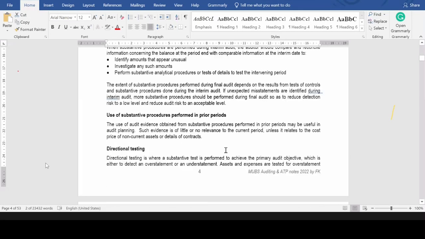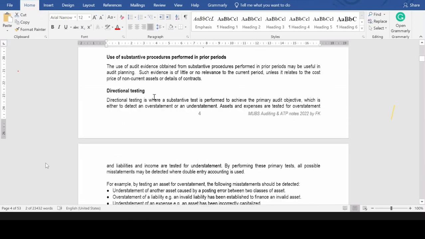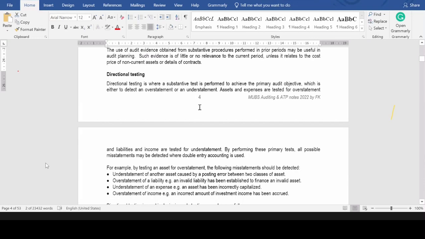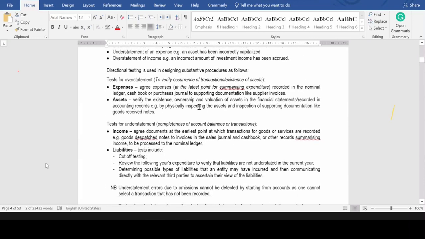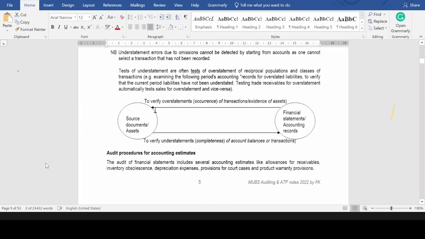Now, I've explained this one, directional auditing. This is what I've been explaining in tracing and vouching, moving forward and backwards using those inspections. You read through this when I give you the notes. So you've seen here, I was moving forward from source documents to financials to verify completeness, then moving backwards to verify occurrence.